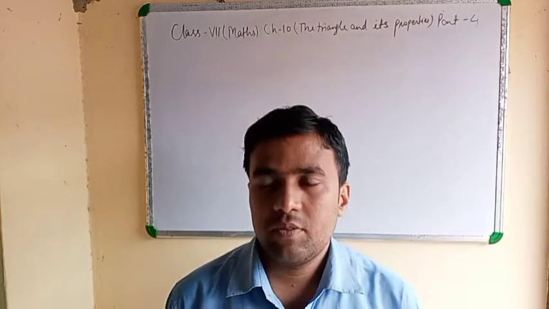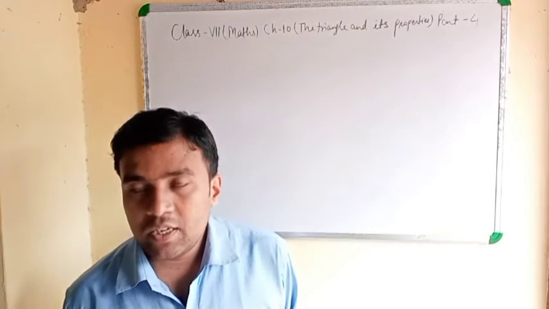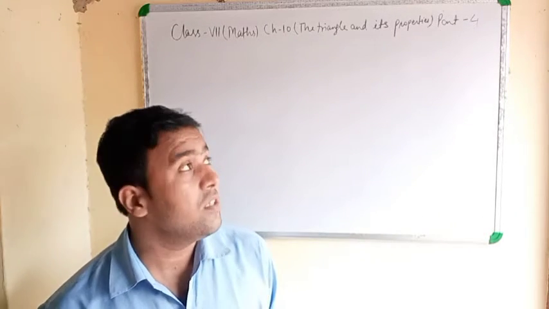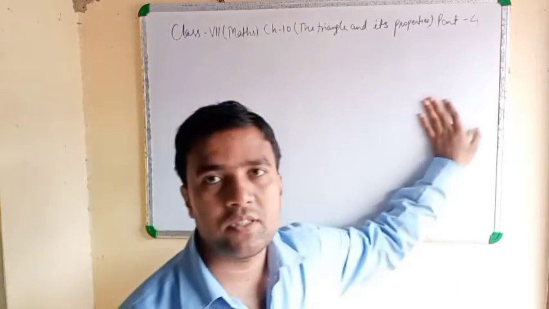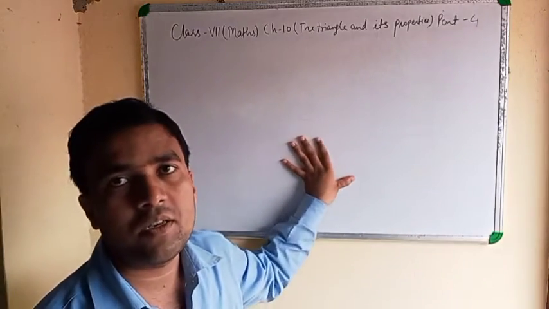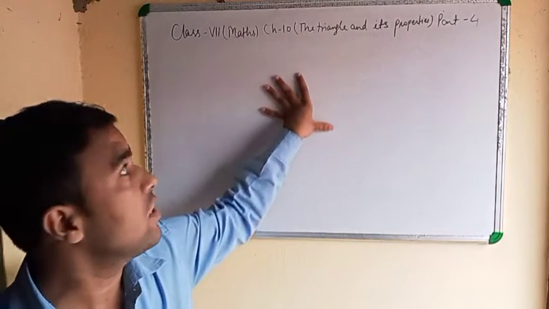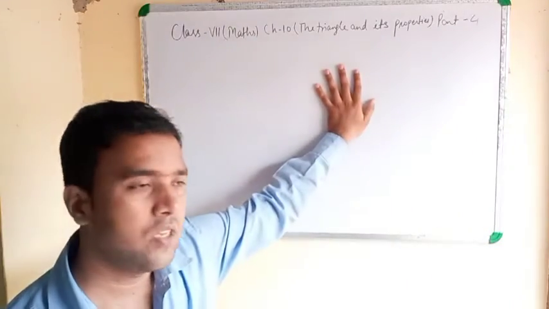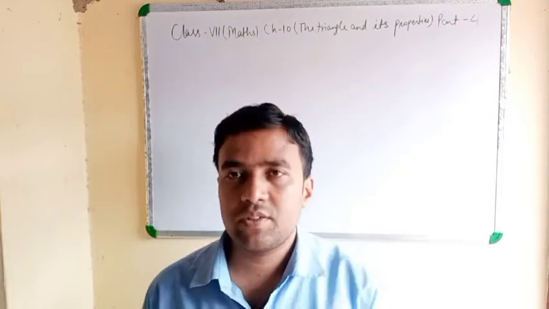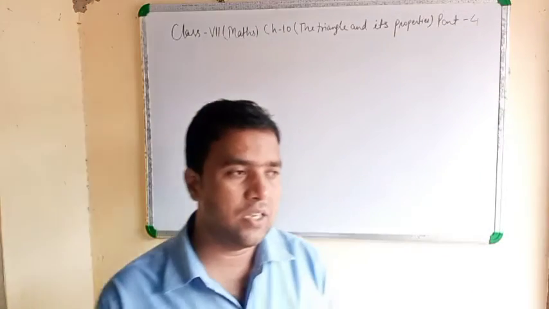In this part we will start ML Agrawal. Triangle and its properties: in NCERT, it is chapter number 6, the triangle and its properties. In ML Agrawal, it is chapter number 10, the triangle and its properties, clear. We have completed chapter number 6 from NCERT up to the previous video.